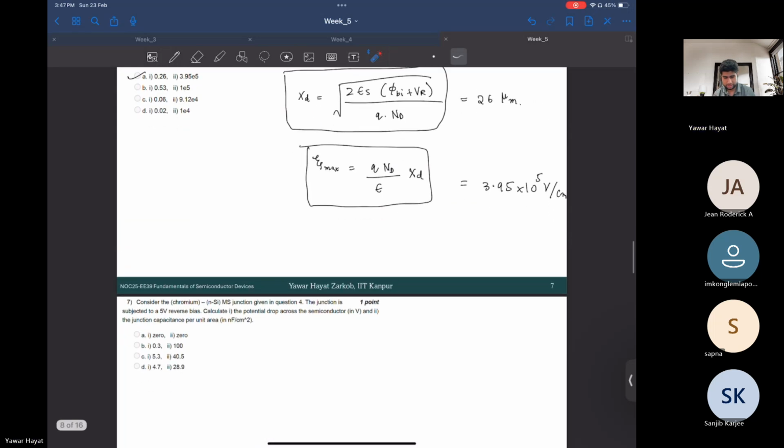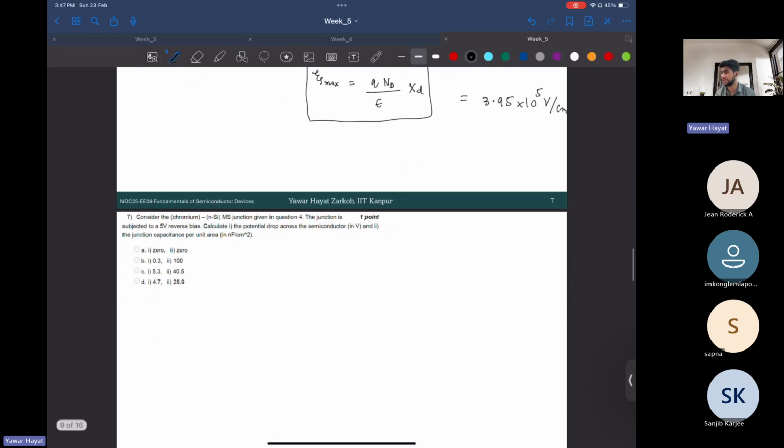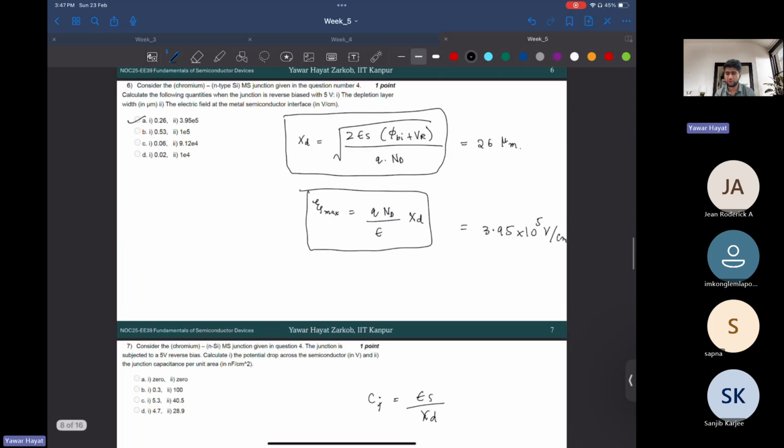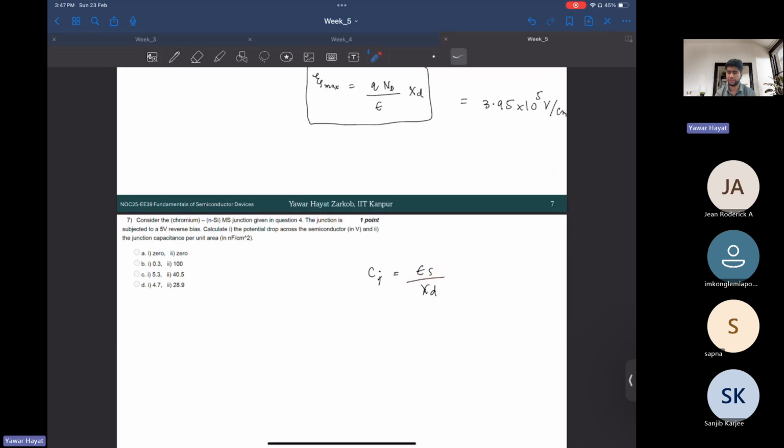What about the junction capacitance per unit area? You can obtain that from Cj, that is equal to epsilon s by xt, right? Xt we already computed here, right? Use that in this and you get it. So your Cj, if you compute, comes about as 4.5 nanofarad per centimeter square. You'll work it out yourself, right?